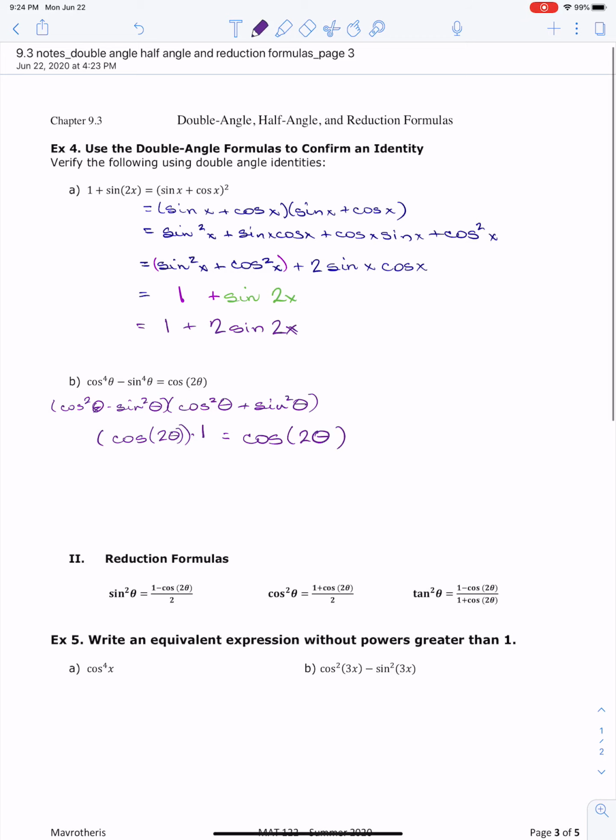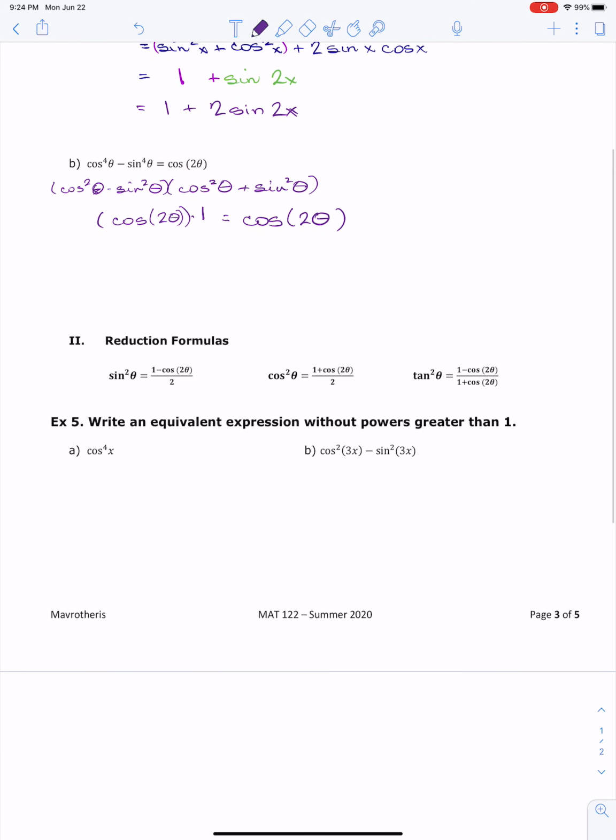Okay. Down at the bottom here, we can use these formulas backwards. We can solve for sine squared theta. Anyway, we're just going to use the formulas as is. I'm sorry, I've got a dog over here breathing heavy.